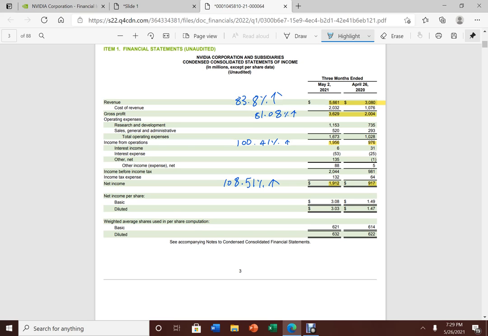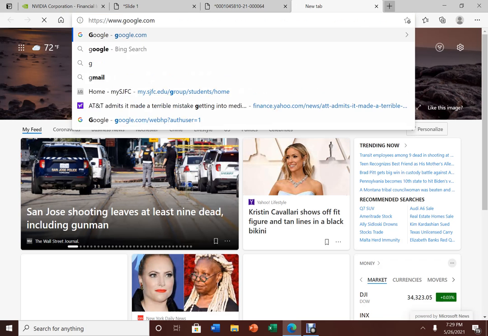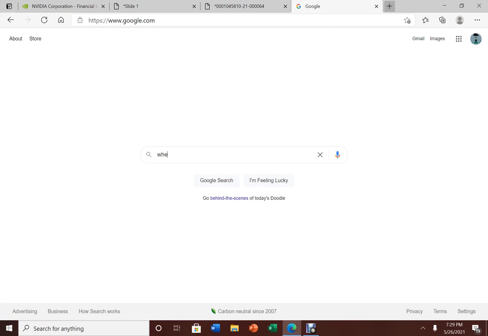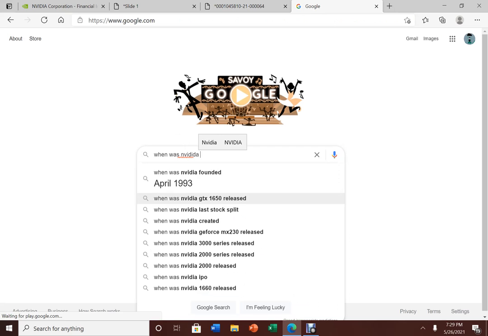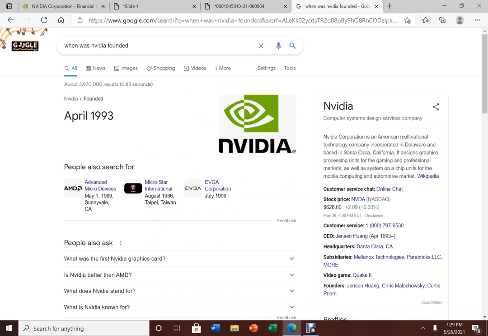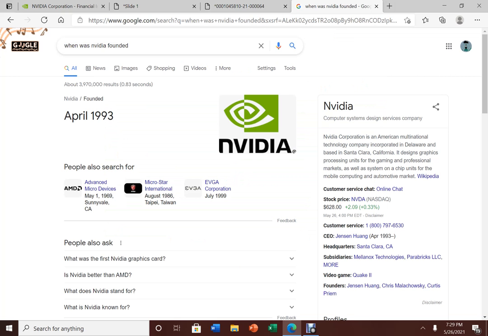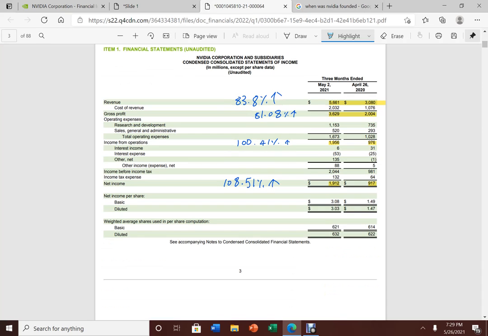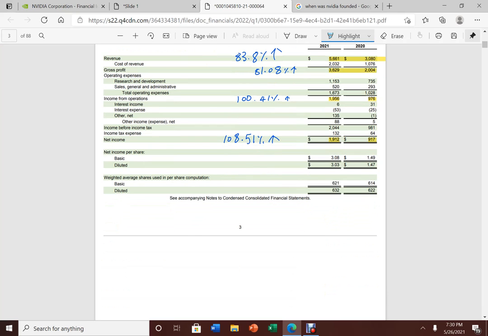Overall, this is a very nice, massive increase for a company this old. NVIDIA is quite an old company. Let's look up, when was NVIDIA founded? The company was founded in 1993. For a company this old, founded in 1993, to post growth in revenue and net income like this is just absolutely impressive.